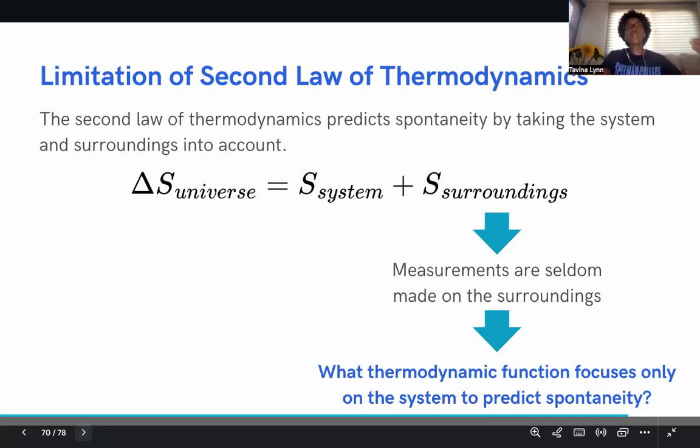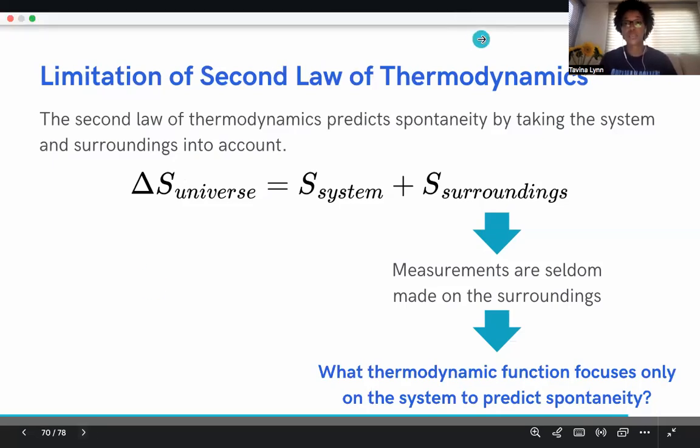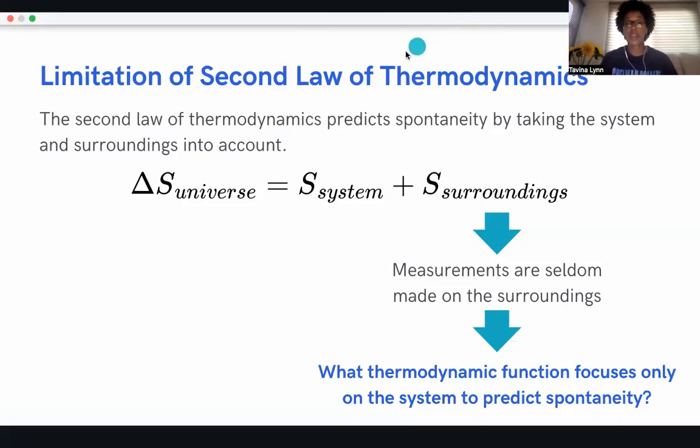To overcome this limitation, the question to think about is, what thermodynamic function focuses only on the system to predict spontaneity? So entropy looks at the system and the surroundings in predicting spontaneity. We want to introduce a function that focuses only on the system to predict spontaneity, and that is what we will come back to, or start at, in our next video.